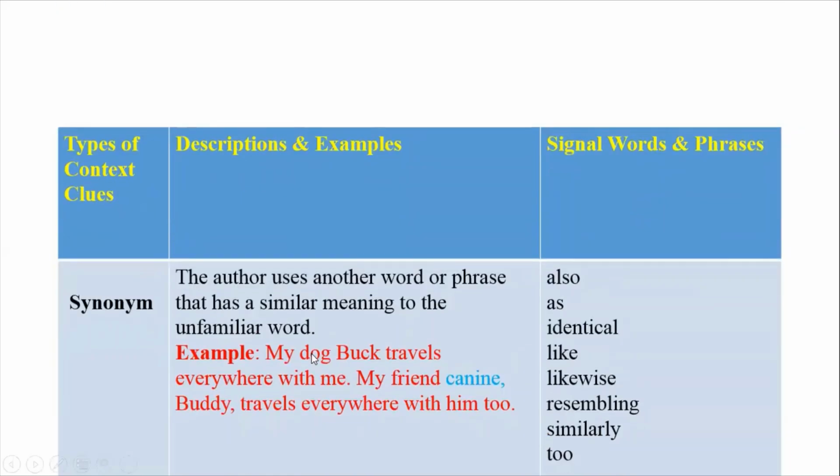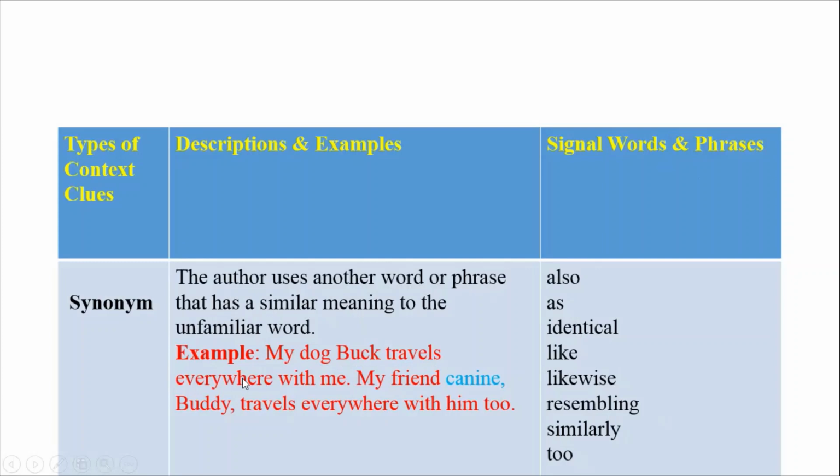The third type is synonyms. Sometimes the writer directly uses synonyms, and from the synonyms in a sentence we can understand the meaning of that new word. And signal words can also be identical, like, likewise, resembling, similarly to. The author uses another word or phrase that has a similar meaning to the unfamiliar word.